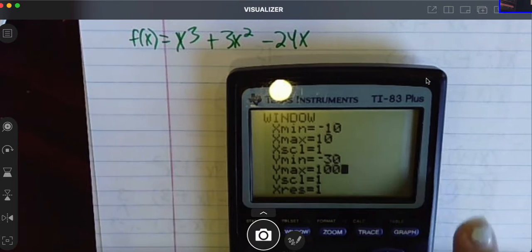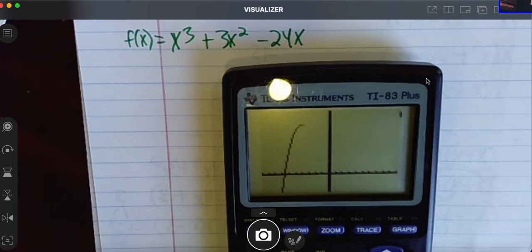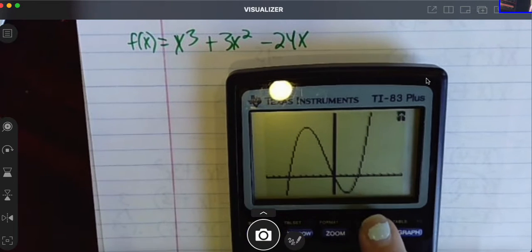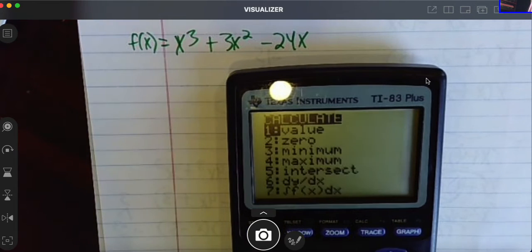There it is, and there that one is. There's my max and there's my min. Y'all, if you get stuck on finding it, I'm not going to tell you how to find the max and min, but I might help you with your window. Okay? Now, I would do second trace. Is everybody here? And do max.